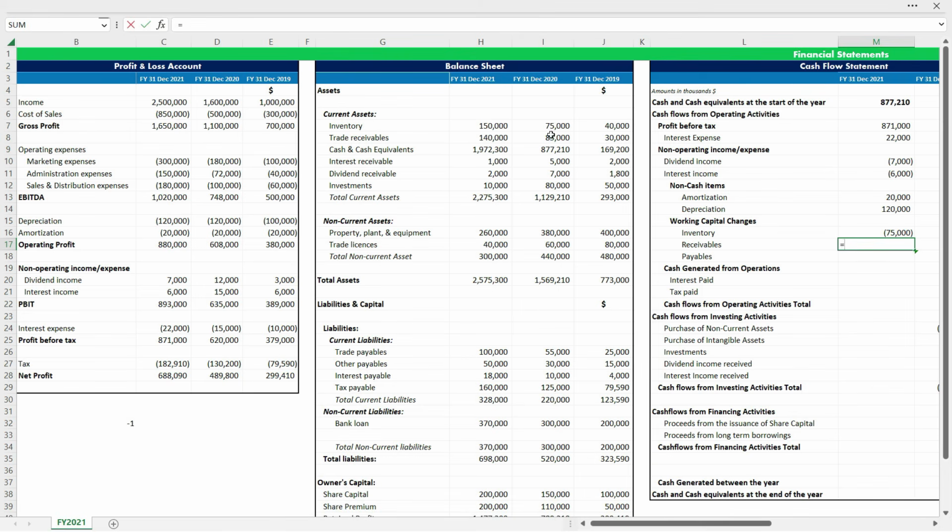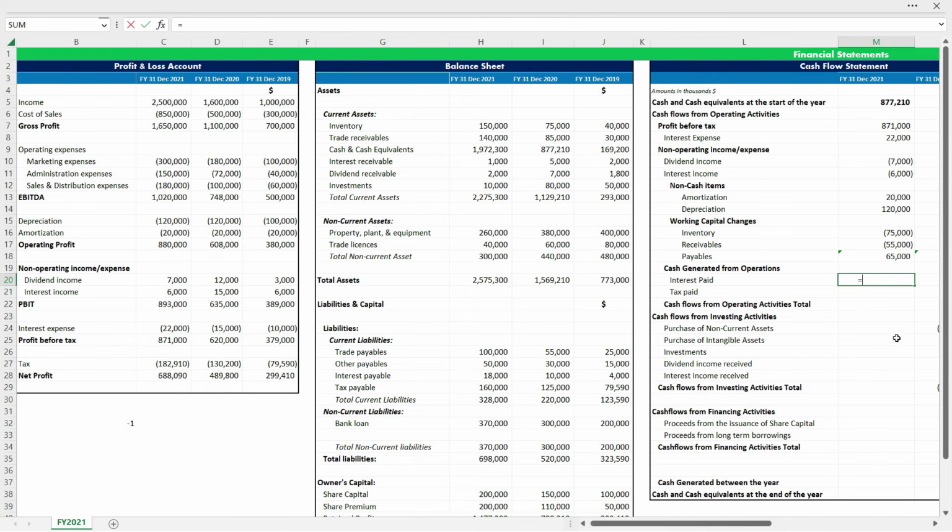Similarly for receivables, this value minus this value, and similarly for payables, but there are two payables, so I will do sum of these two values minus sum of these two values, so 65,000. And you know, in case of increase in payable, that has to be positive, hence this is a positive value.